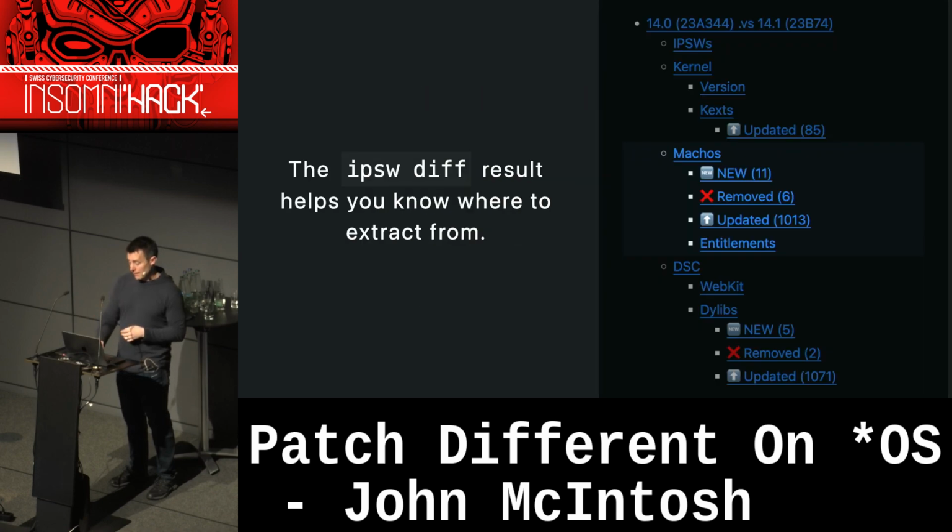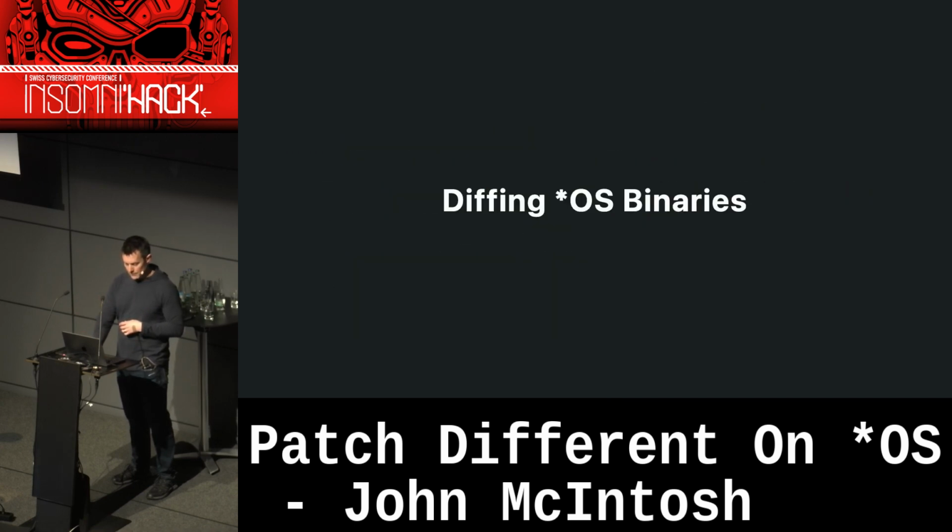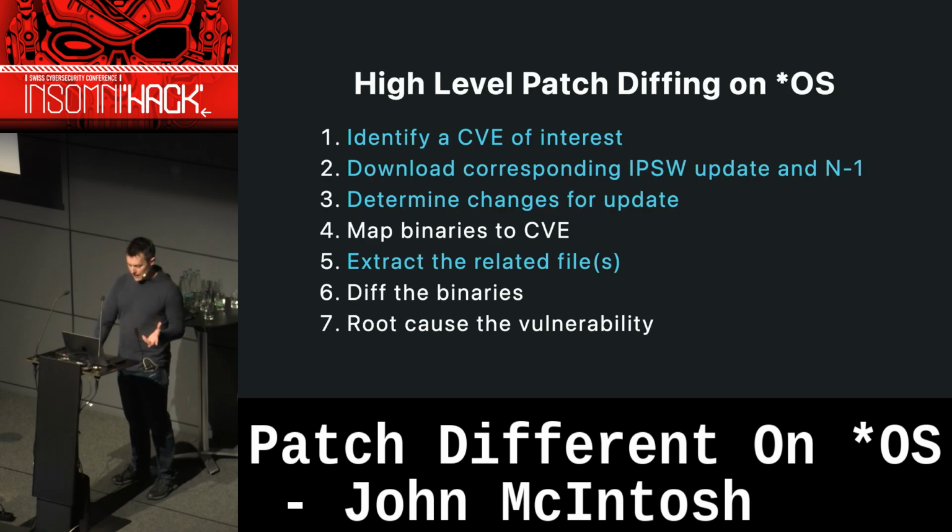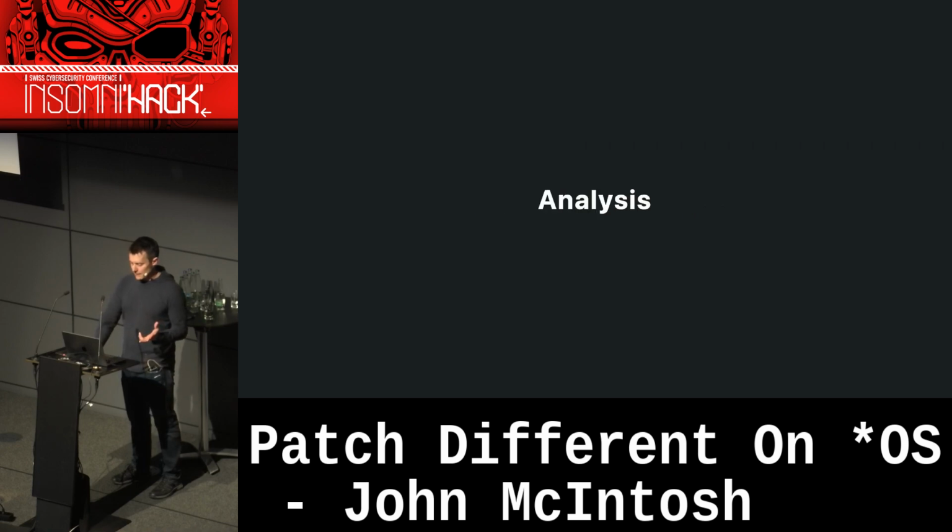And what's good about it, in the IPSW, it kind of points to these directions for you anyway. It tells you what has been changed, what has been updated, and it'll direct you to extract the files in the right place. So we can extract files, we can determine the updates. How do we diff the binaries themselves?